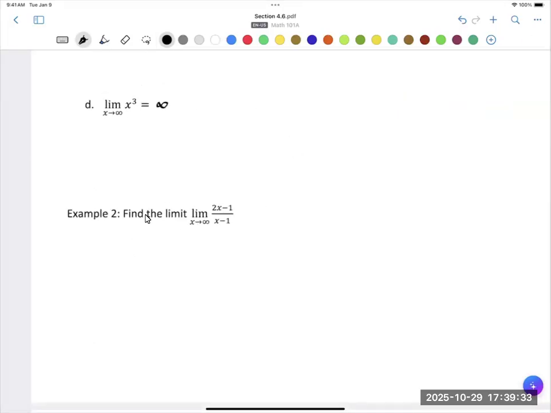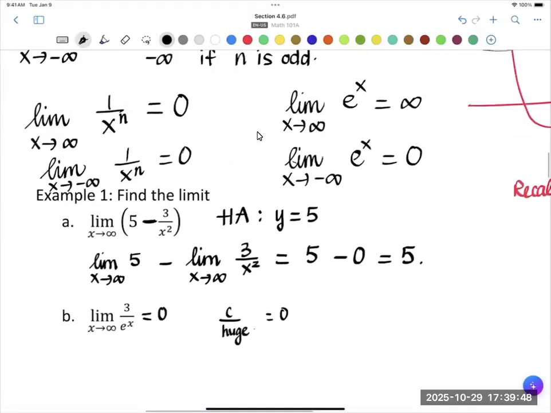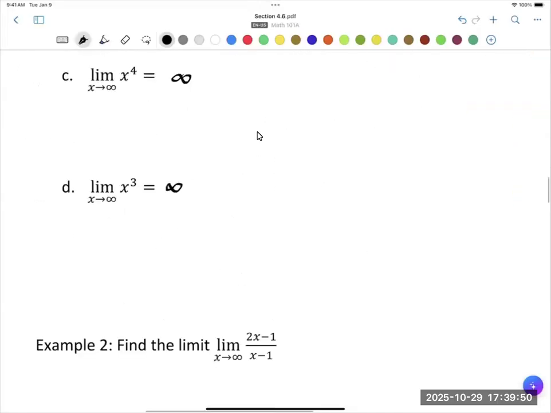Now, how about this example? I want to find the limit of (2x minus 1) over (x minus 1) as x approaches infinity. So how do we do this? This is a fraction, so it doesn't look like we have anything like 1 over x to the power n or x to the power n.